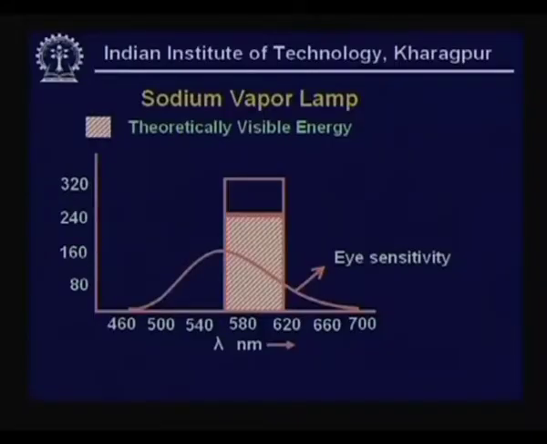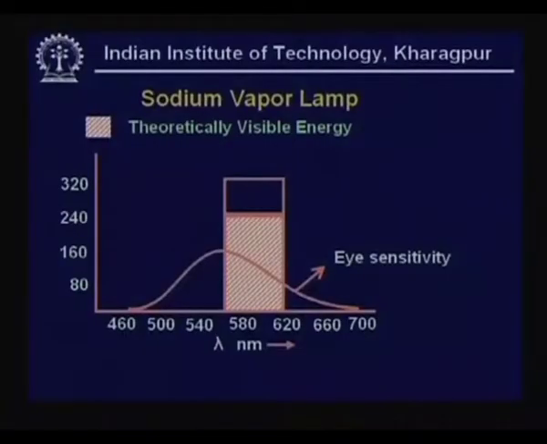And when you multiply this with the eye sensitivity curve, this results in considering the overall energy, and on a comparative basis with respect to the sunlight, the hashed zone shows the theoretically visible energy. Now, having got these two, one can talk in terms of the utilization of energy of a source.